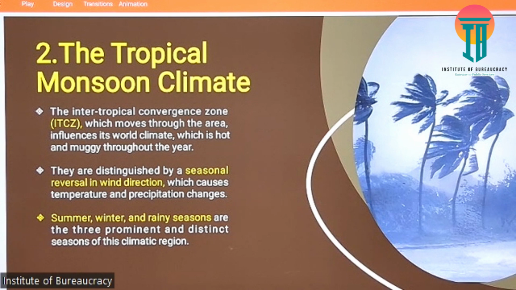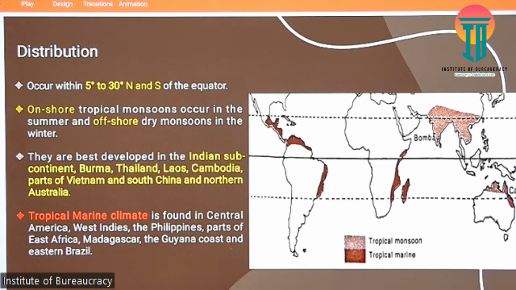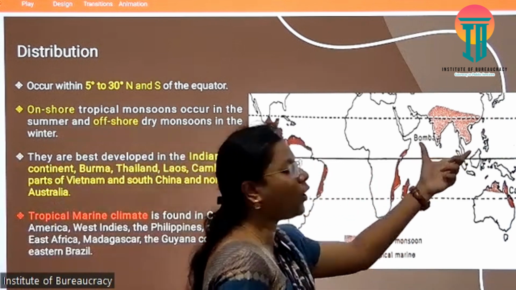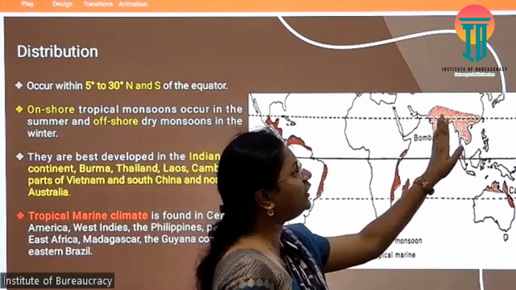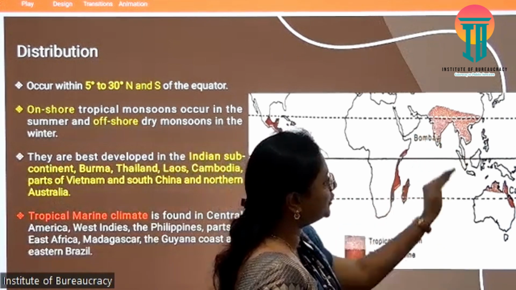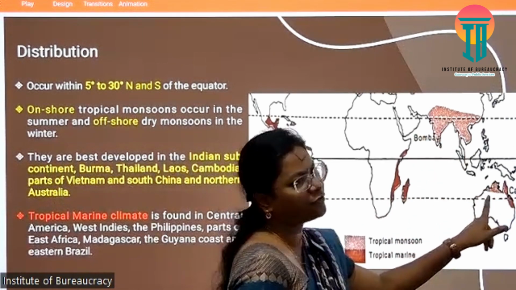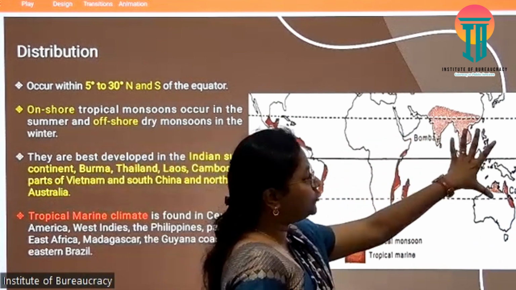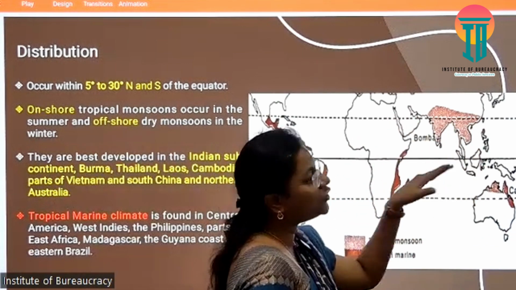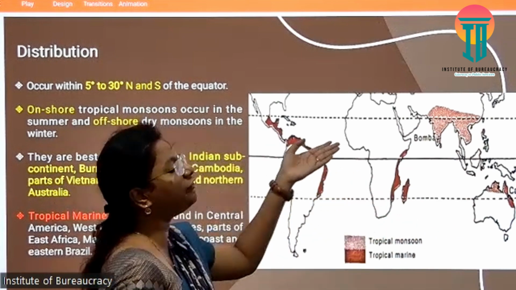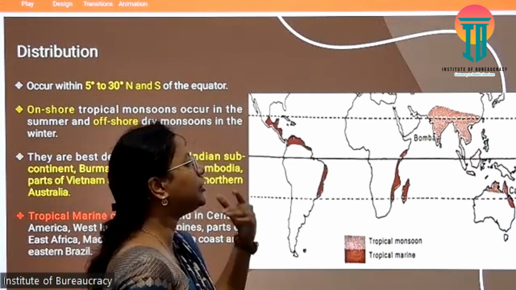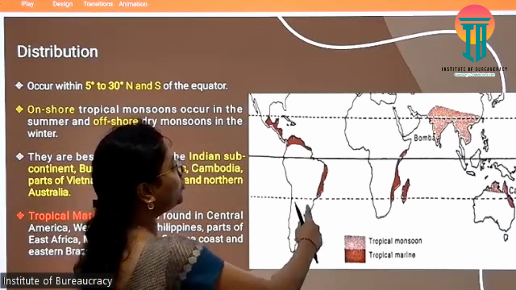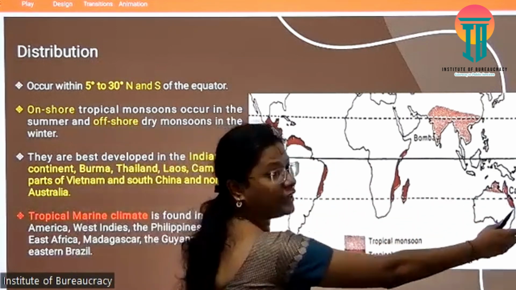Okay, so next is the distribution. Where is the monsoon type of climate distributed? Obviously the Indian subcontinent, we all know. Because of the advancing monsoon and the retreating monsoon, you can find monsoon type of climate in northern Australia. But apart from these two regions, because of the same phenomenon, the shifting of the ITCZ and pressure belts, thereby inducing reversals of wind, it occurs primarily along coastal regions.